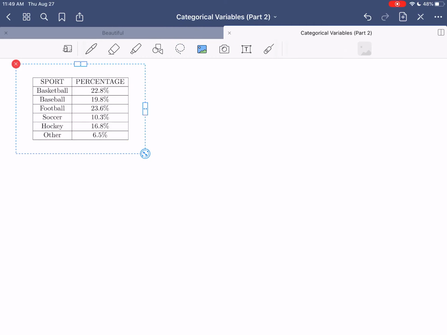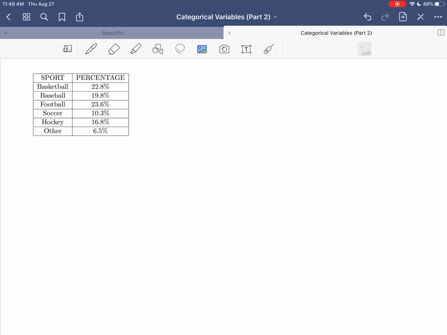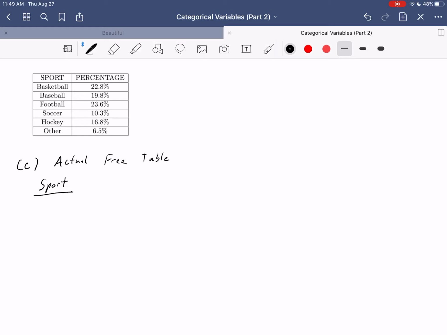Okay. All right, so what we want to try to do is, for part C of this, we'd like to come up with the actual frequency table. So that means we need to have all of our categories listed, so each of the sports: basketball, baseball, football, soccer, hockey, and other, and then how many individuals fell into each category. So how are we going to do that?